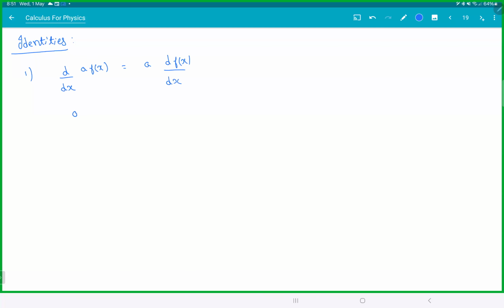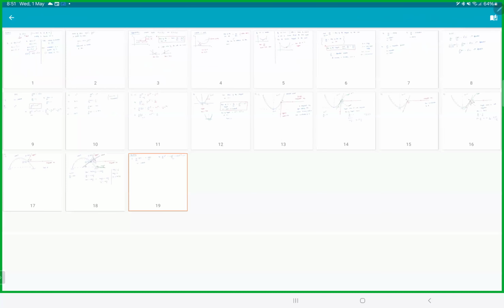Example, if someone asks you to differentiate d by dx of 3x², so the 3 is a constant, right? So push the 3 outside. Then this will become d x² by dx. This looks like the differentiation of x^n, where n is equal to 2. So this is 3 into 2 into x^(2-1), which is 6x. Getting this?